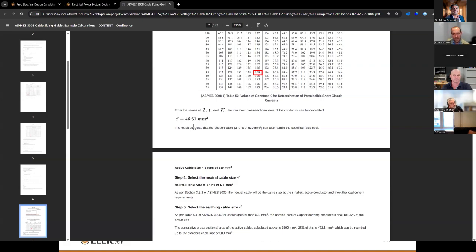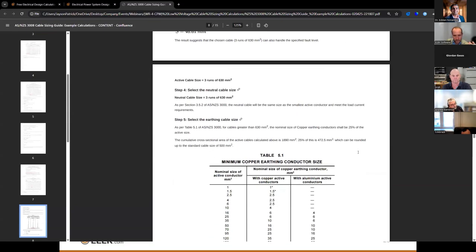Now, we're proposing to meet the voltage drop requirement. We need at least 3 sets of 630 square mil. So therefore, short circuit rating is not really a factor. It's not going to dictate the cable size. Neutral cable size, in this case, we're just assuming that we will run a neutral circuit, 3 cables of the same size as the active.